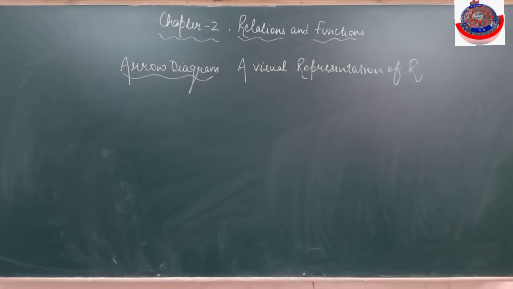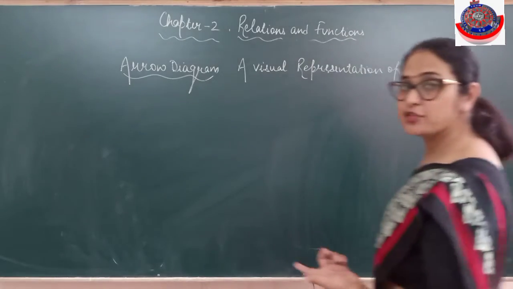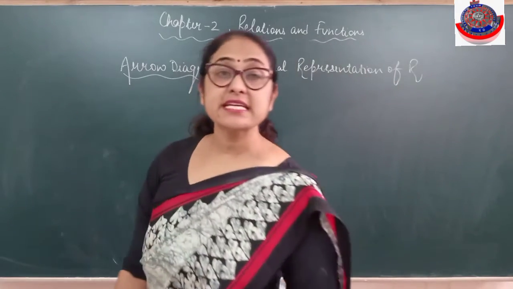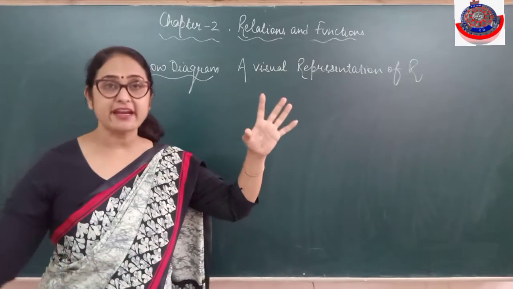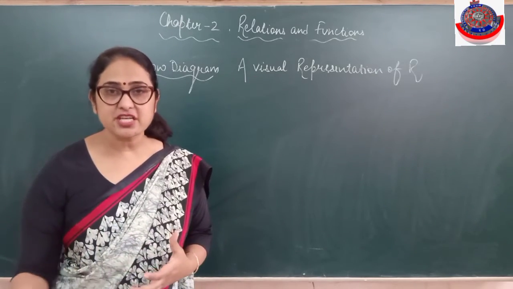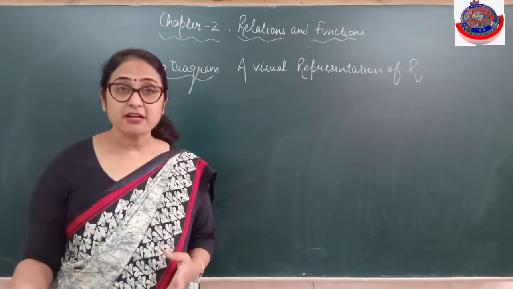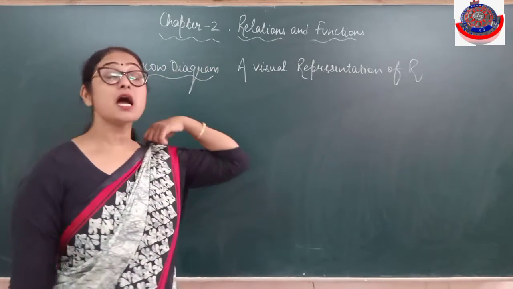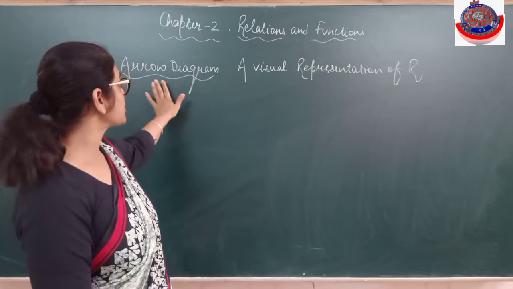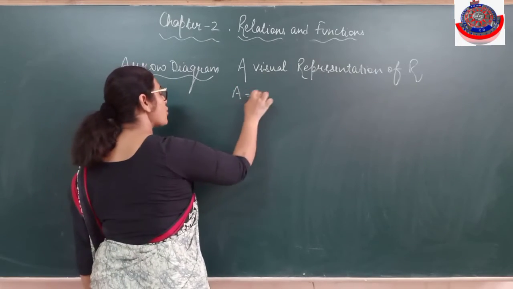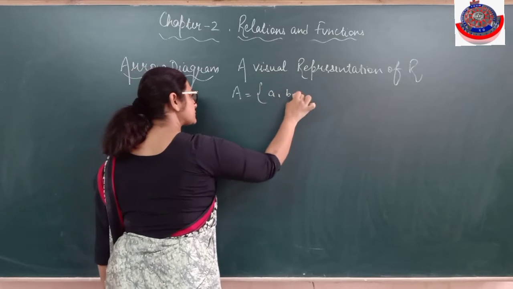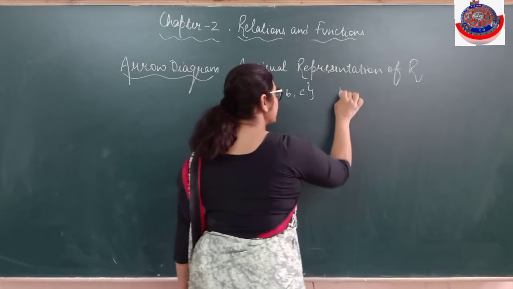Now, instead of representing the relation in the form of a set, it can be represented as an arrow diagram also. Like when we were representing sets in the form of a Venn diagram, that was a diagrammatical representation. Same I can represent R also in diagram form. That representation is called an arrow diagram. I'll pick up the same example. Say A was, and say my B is.